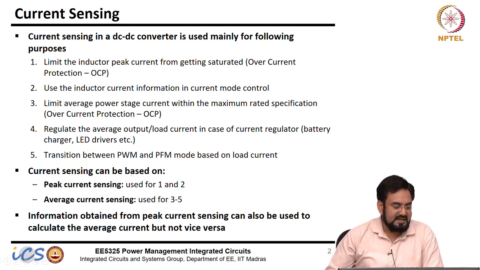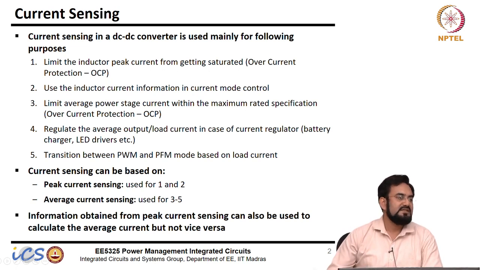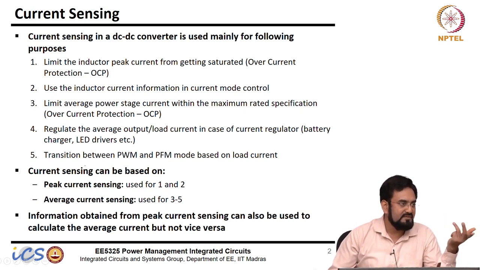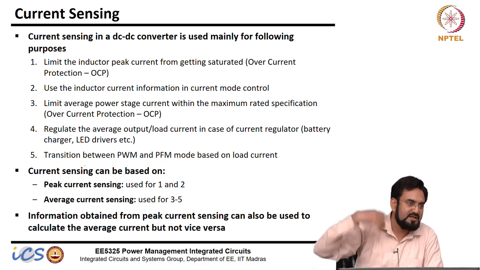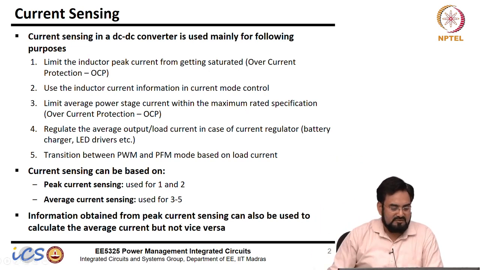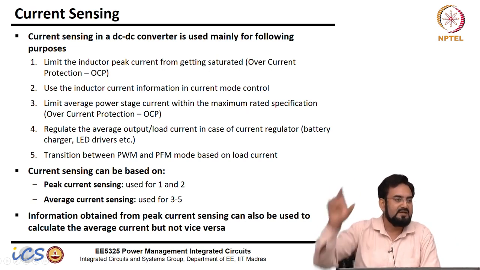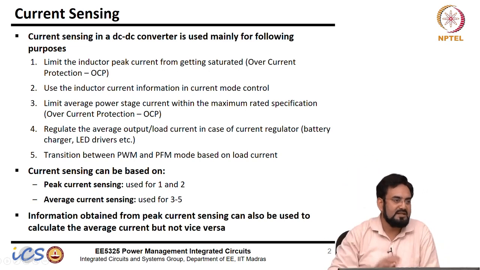Okay. So this current sensing can be based on peak current sensing or average current sensing, just like you have peak current mode control and average current mode control. The third one is valley current, but in the case of sensing we don't require valley current, because we are more interested in the peak current, since we are protecting our devices. The information obtained from peak current sensing can also be used to calculate the average. If I know the peak current and the ripple, then I can calculate the average current.